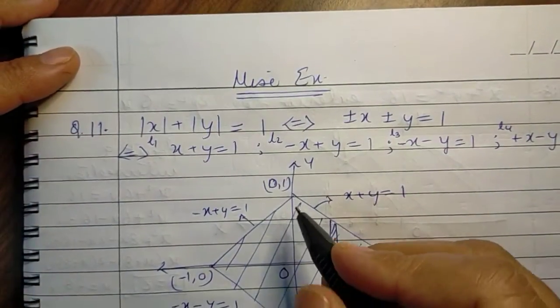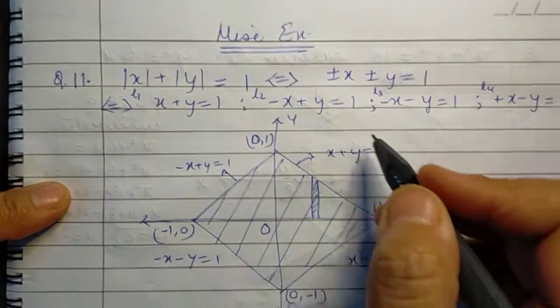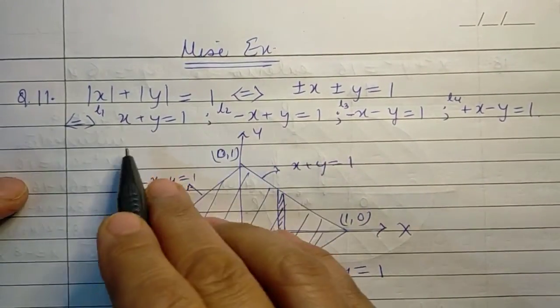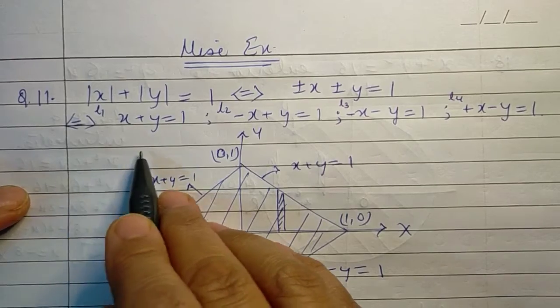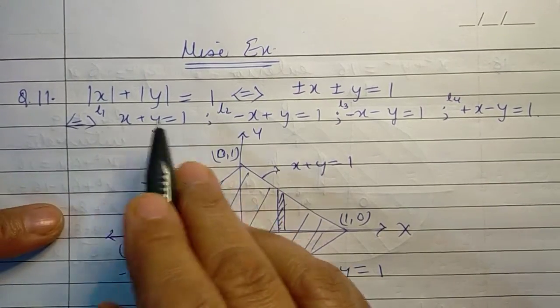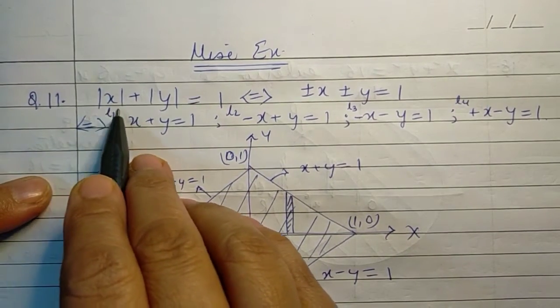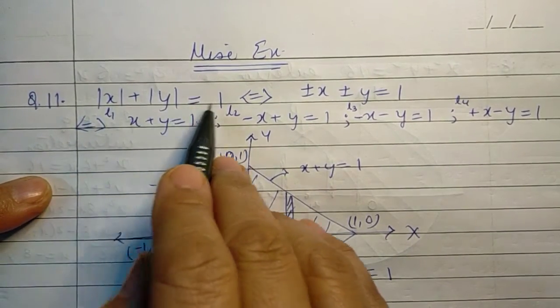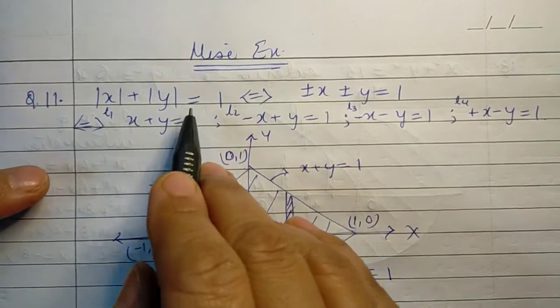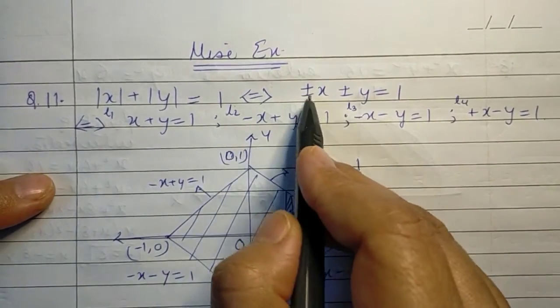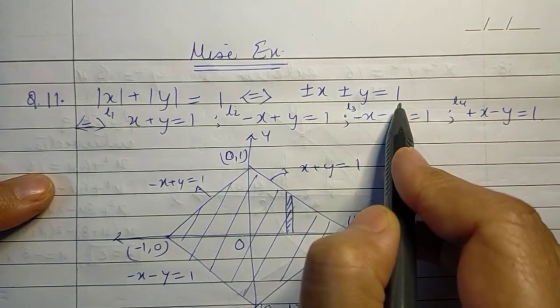Now let's take up some typical and important questions of the miscellaneous exercise. All the rest of the questions are similar to what we have already done in the previous exercises or in the solved examples. So let's start with question number 11. It says we have to find the area between mod x plus mod y equal to 1. So clearly, as we know, mod can be replaced with plus minus x and plus minus y here.